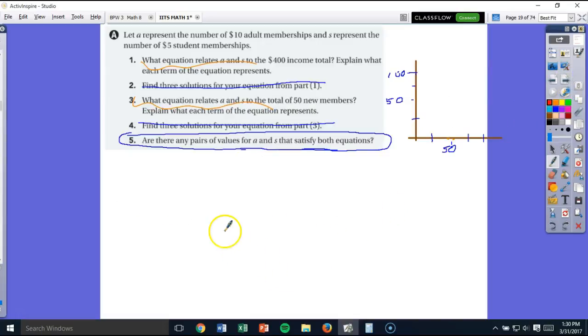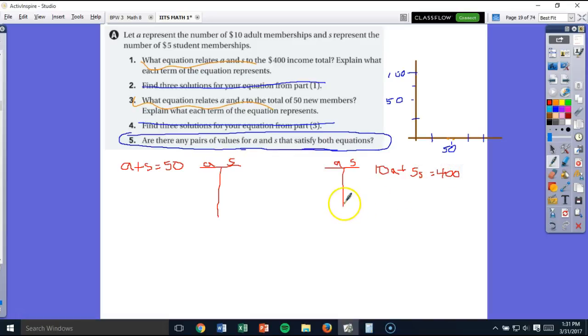Well, one way is, and we're not going to do all of A here, just going to skip to 5, where it says, are there any pairs of values for A and S that satisfy both equations? Because that's the one that they were asking on the last page. We have those two equations, A plus S equals 50, and we could make a table for that like we did in 1.1. We could have the number of adult memberships on one side and the number of student memberships on another. And then over here, again, adults and students, but over here our equation is 10A plus 5S equals 400.